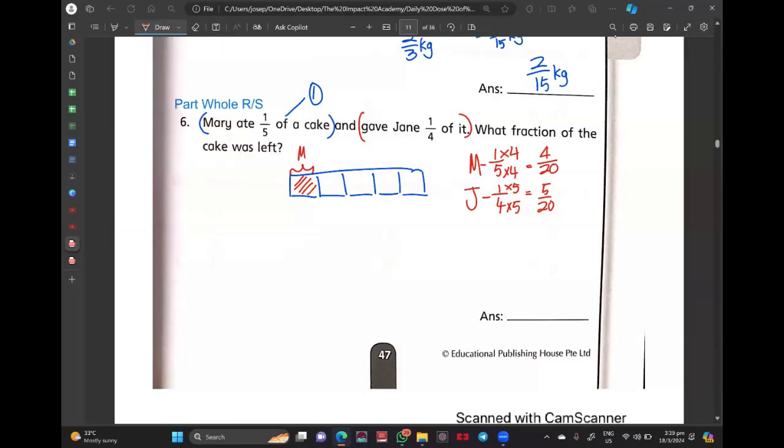Now, the question says, sentence number 3, what fraction of the cake was left? So to find out what is left, I just have to do 1 whole, minus away 4 over 20, minus away 5 over 20. Do you agree or disagree? Yes, 1 minus 9 over 20, that's possible. Then you'll get 11 over 20. And this is your answer for this question.